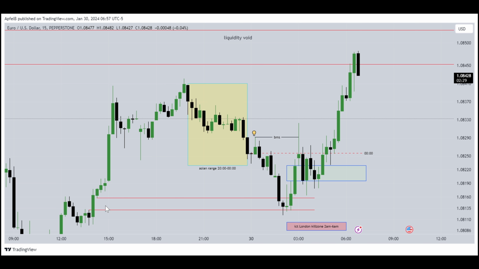For instance, right here, I want you to think about this opening price. Price opens right here and then it starts moving lower. What does it imply for smart money traders? When price is below the opening price, it means that price is so cheap, and smart money traders aim to buy at a cheap price and sell at an expensive price.